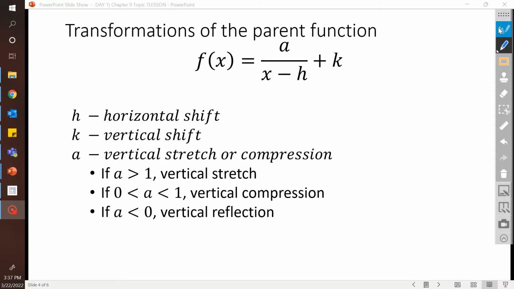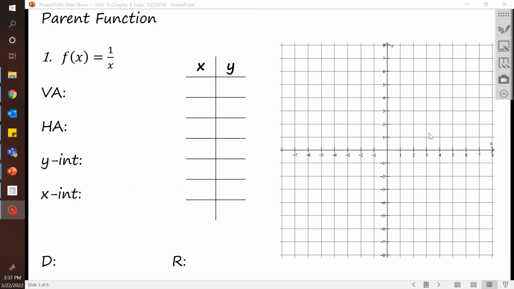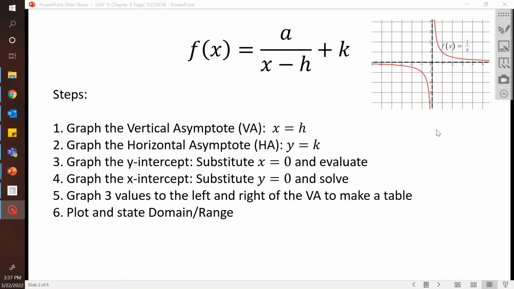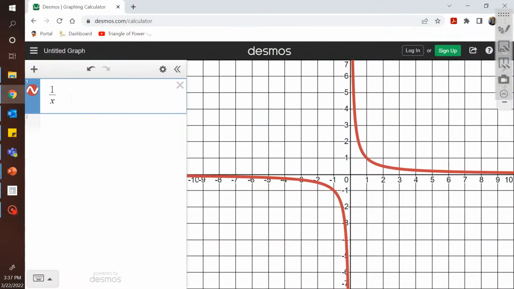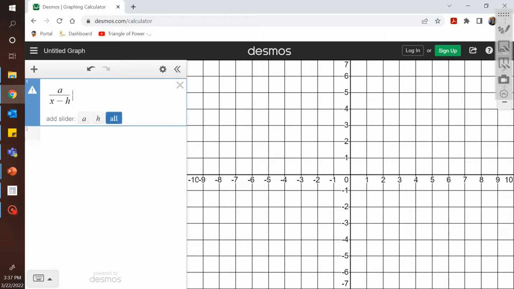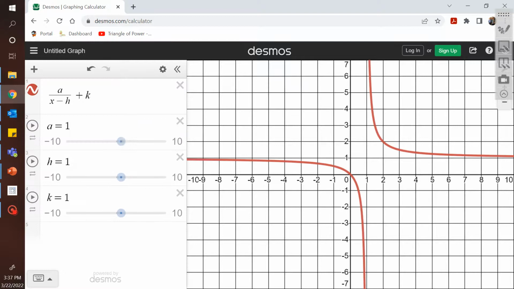Now, if we take a look at the graph, and let's just go ahead and get Desmos out here. Now I'm going to add the transformations here, and I'm going to add sliders for all the different values, so I can change A, H, and K as I want to.